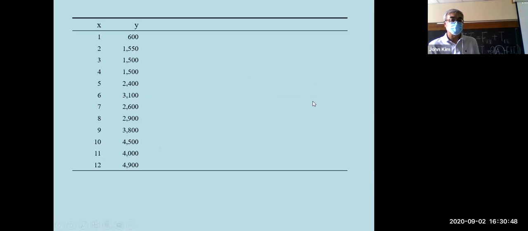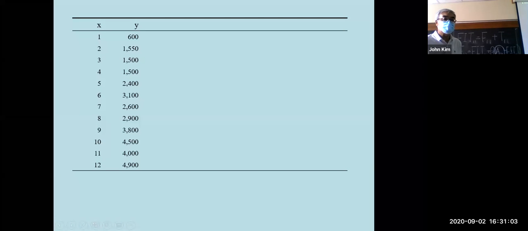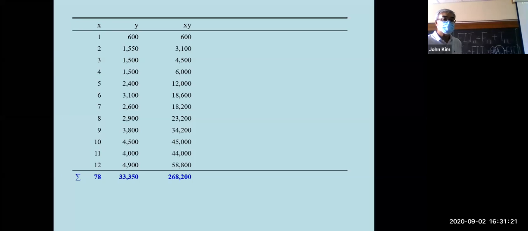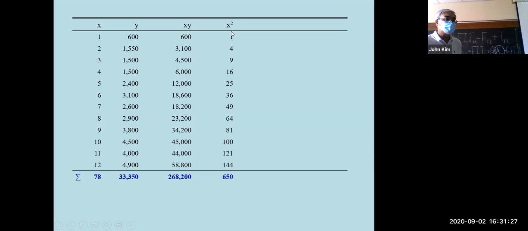So if we have data like this, the x variable is 1, 2, 3, 4, which looks like time series data. And then y, demand, is 600, 1,550, and so on. Then to use this formula, we need some calculation. We need xy, x times y, and the sum of it, and then we need x squared, and the sum of that.